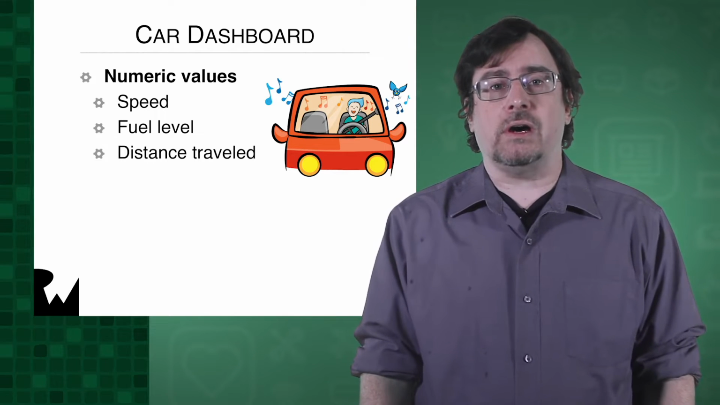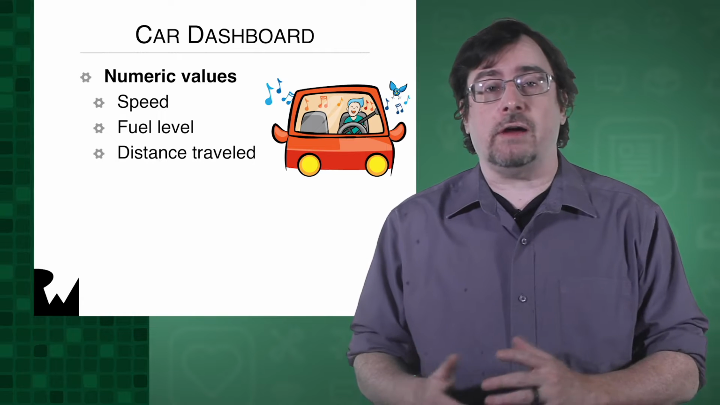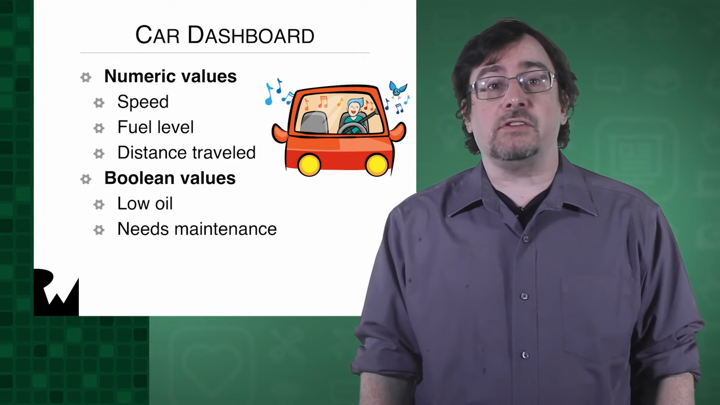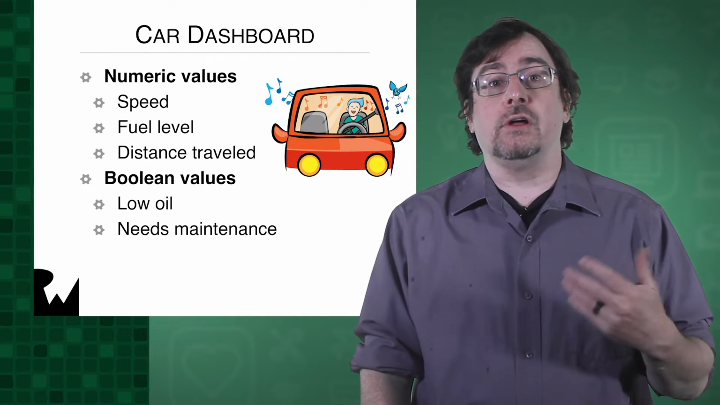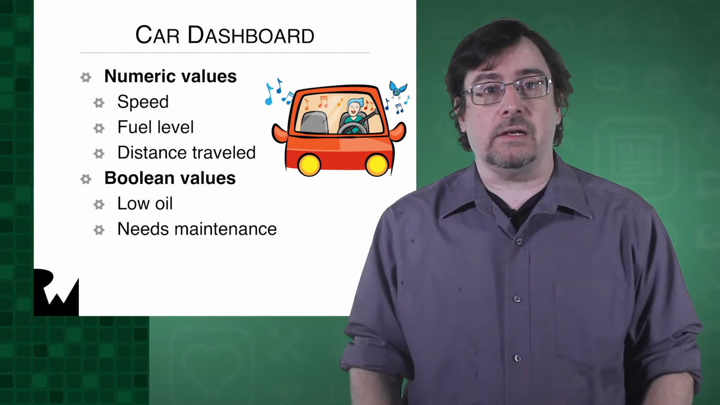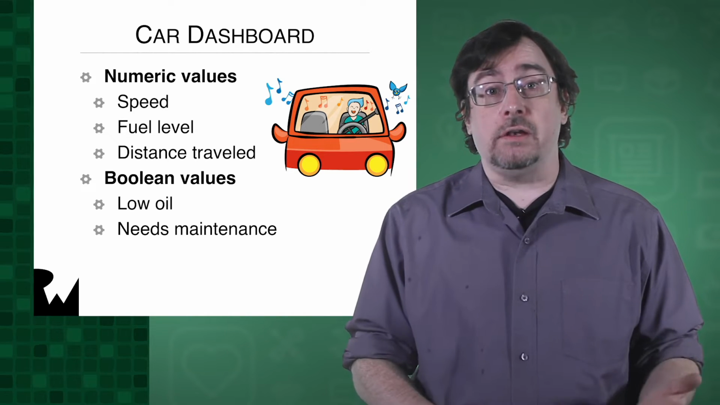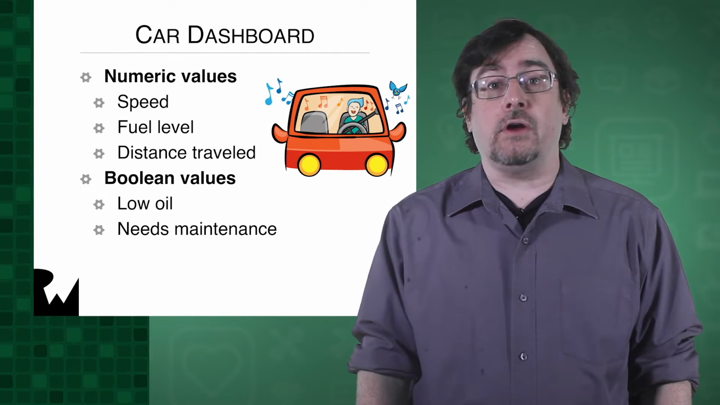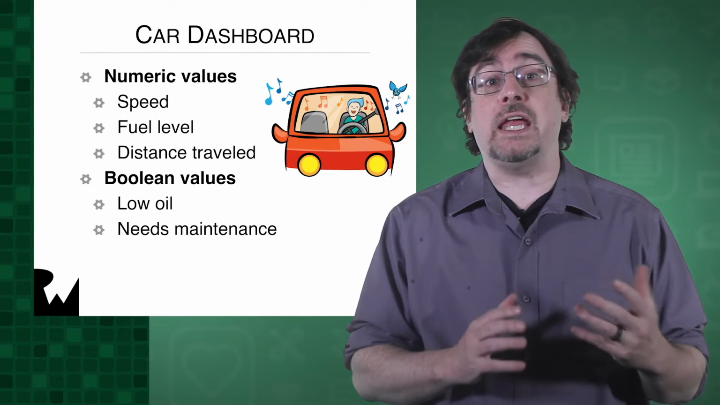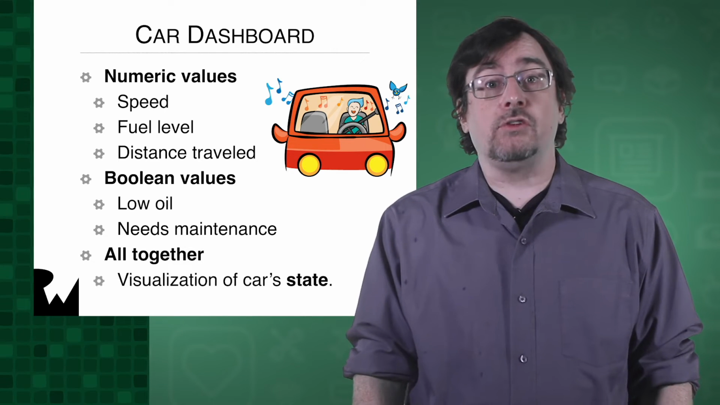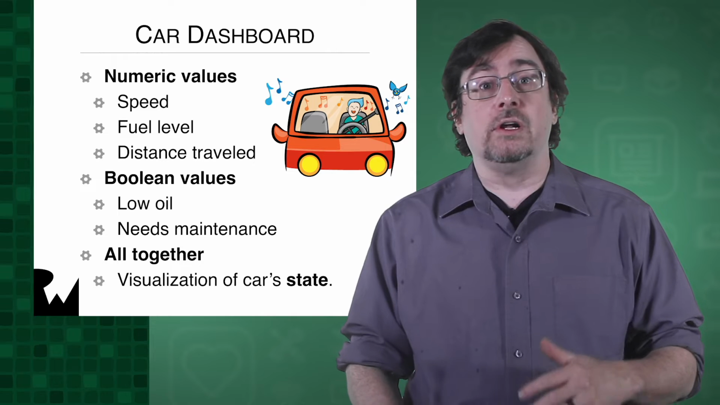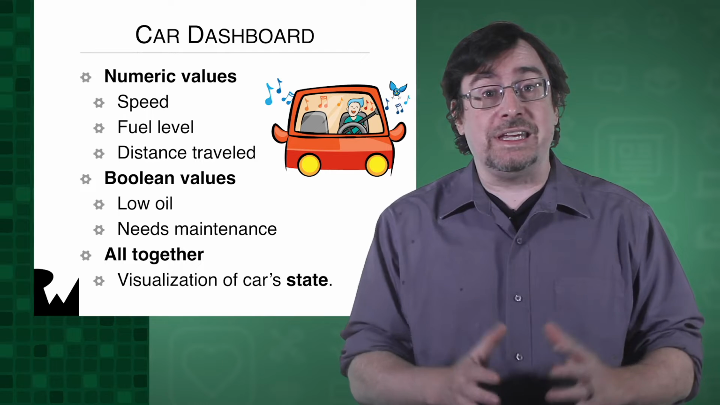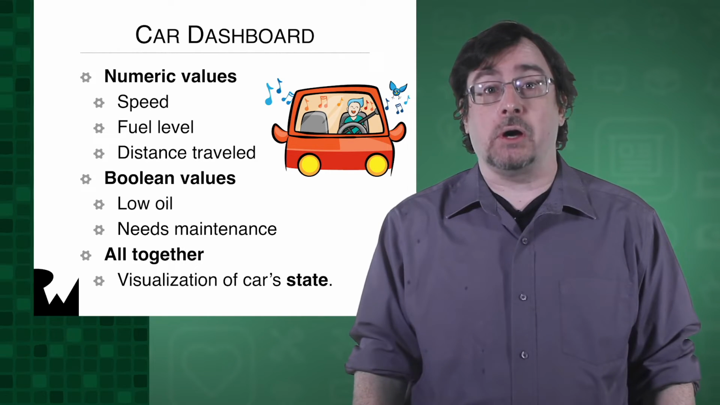They show the car's current speed, its fuel level, distance traveled, and so on, each of which is some kind of numeric quantity. Dashboards also have warning lights, such as the low oil warning light or maintenance light. Each of these lights is either on, indicating that there's a problem that needs the driver's attention, or off. This on-off true-false information is called a Boolean value in programming. So the information on a car's dashboard, such as speed, fuel level, whether or not the car needs maintenance, taken all together is a visualization of the car's state.